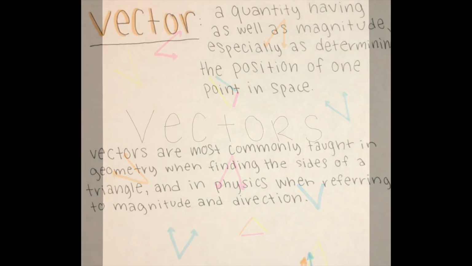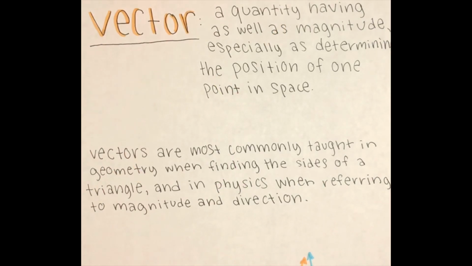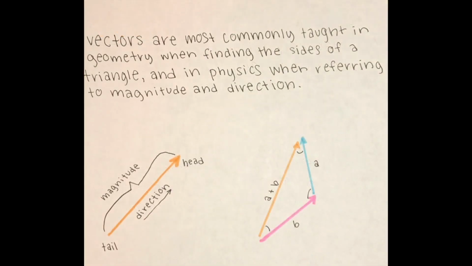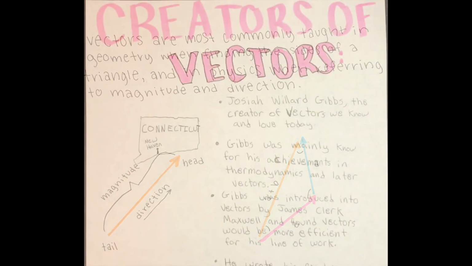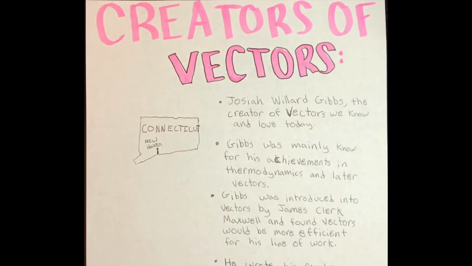The definition of a vector is a quantity having direction as well as magnitude, especially as determining the position of one point in space. Vectors are most commonly taught in geometry when finding the sides of a triangle and in physics when referring to magnitude and direction. Below are some examples.